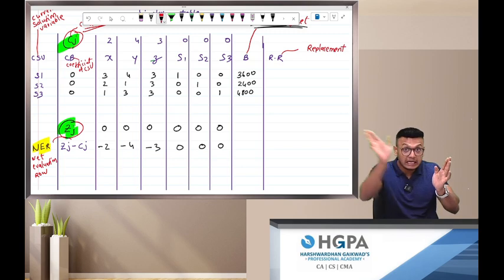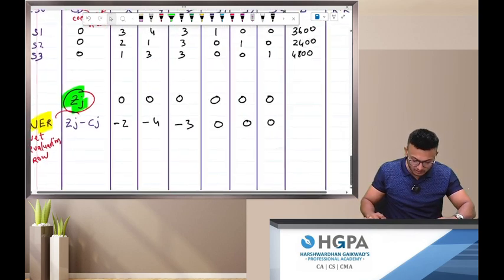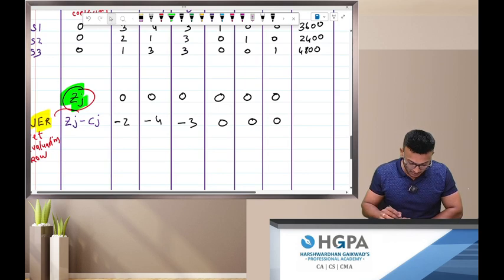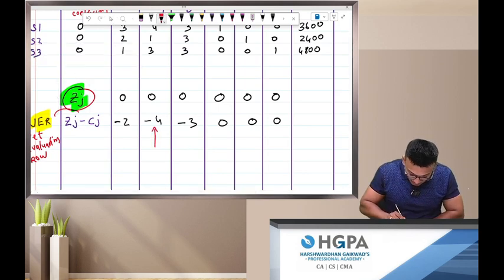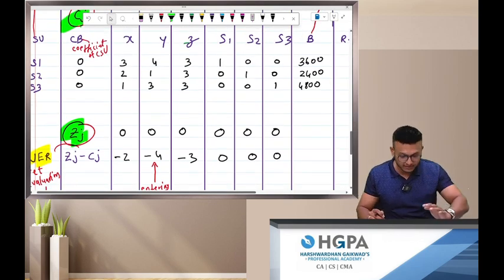Now pay attention please. The moment this is done, we need to find out the entering variable and the leaving variable. For the entering variable, the rule is to find the least number in ZJ minus CJ, that is NER. The least number is this minus 4. This is called the entering variable. Don't write this in the examination, this is only for your understanding. That column is fixed, the Y column.